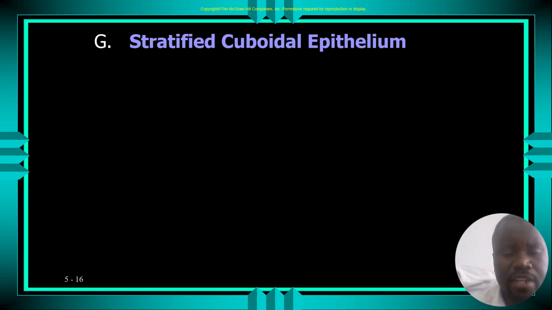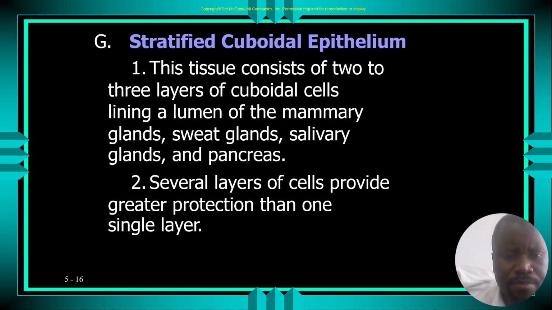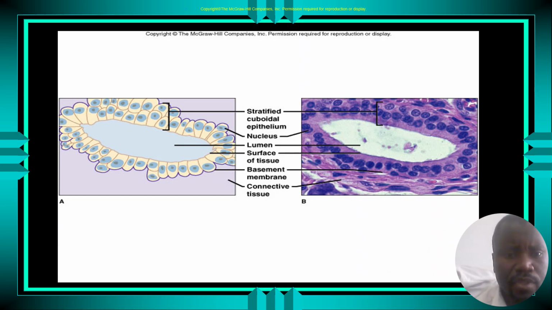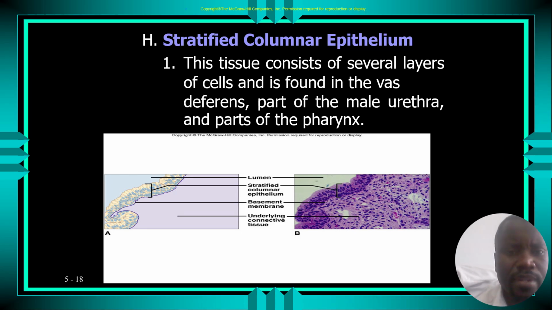Okay? Stratified cuboidal, so several layers of cube cells. You find these in the mammary glands or the breast, in the sweat glands, in salivary glands, and the pancreas. Several layers of cells provide greater protection than one single layer. That is a very important message. So this is what you are seeing. Several layers of what? Cuboidal cells. Stratified columnar. This tissue consists of several layers of cells and is found in the vas deferens, in the testis, part of the male urethra, and also in parts of the pharynx.